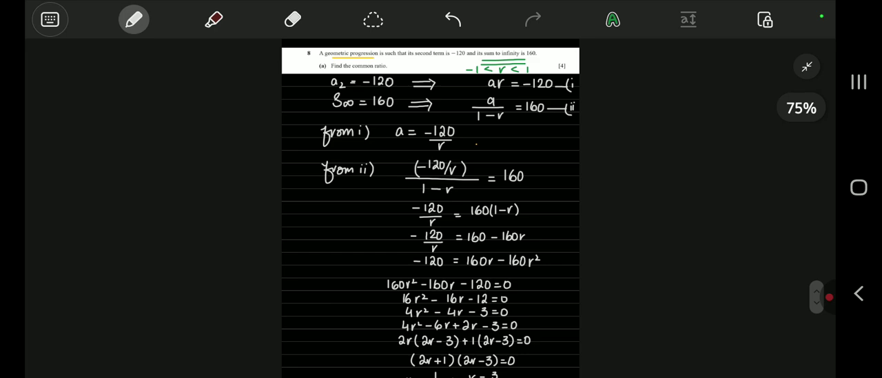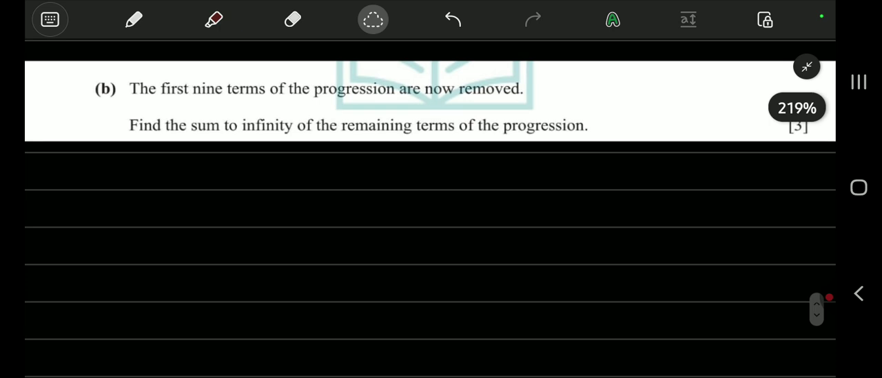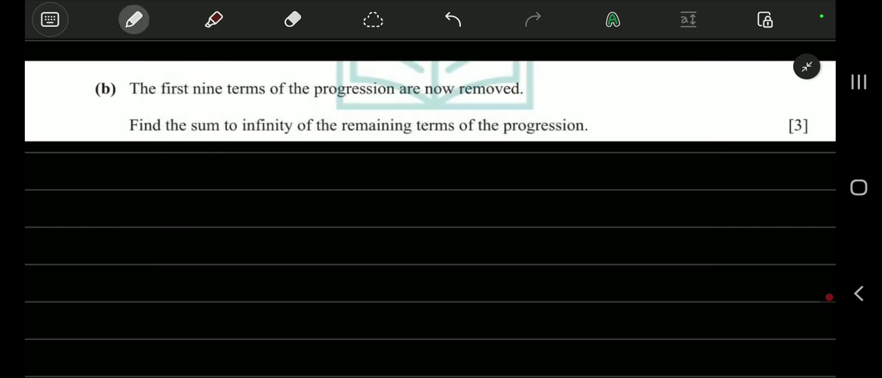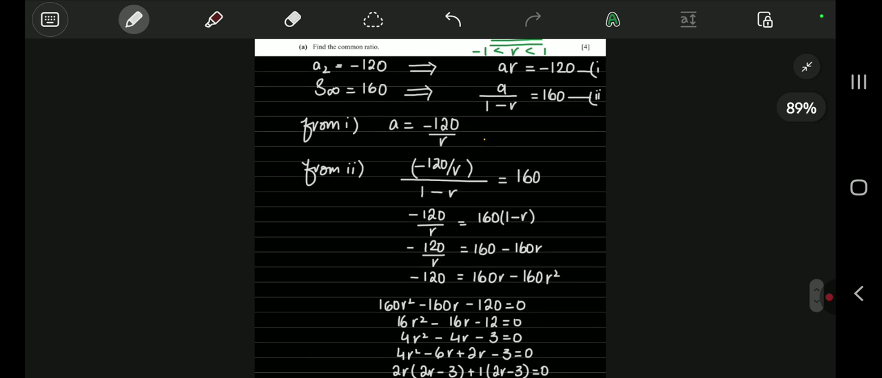Now look into part B. Part B says that the first 9 terms of the progression are now removed. Then they say find the sum to infinity of the remaining terms of the progression. So from the sum to infinity, the sum of 9 terms is removed. Now find the sum of the remaining terms. We already know the sum to infinity: it is 160.